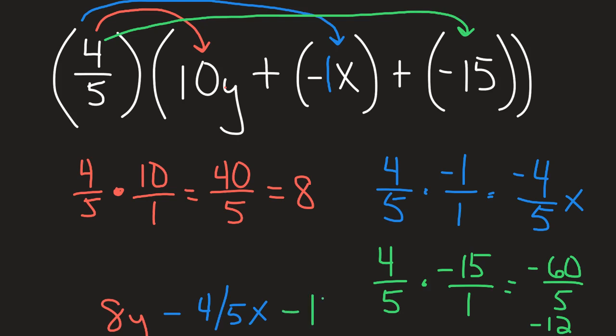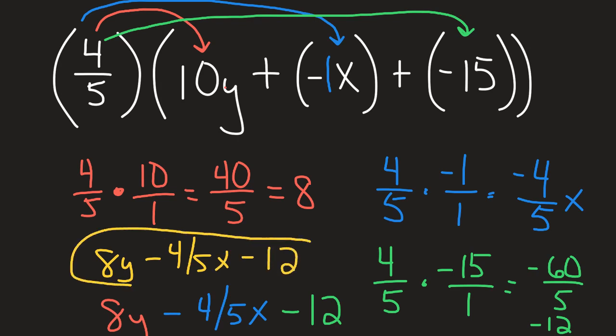So negative 12. Now I put this all in different colors here, so let's put it all in one color. 8y minus 4/5 x minus 12. And that is your answer.